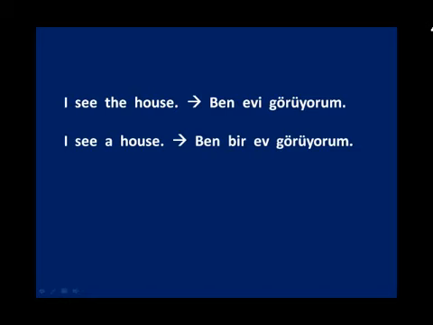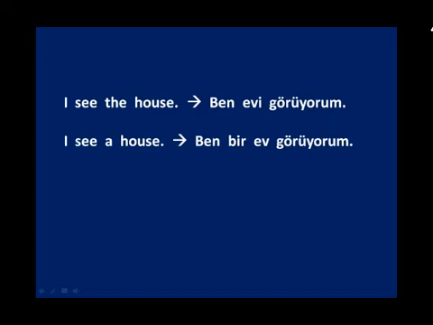Let's see. I see the house is ben evi görüyorum because it's definite. It's not accusative. However, I see a house is ben bir ev görüyorum, because a house, one house. Now, since it's not a definite house, we don't have to. We're not showing anything. It's just some house, an idea in our mind. Therefore, we don't mark an accusative.